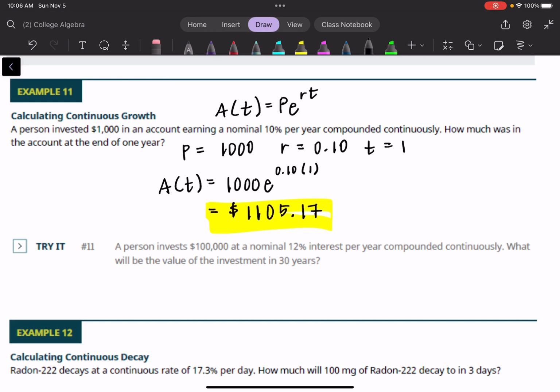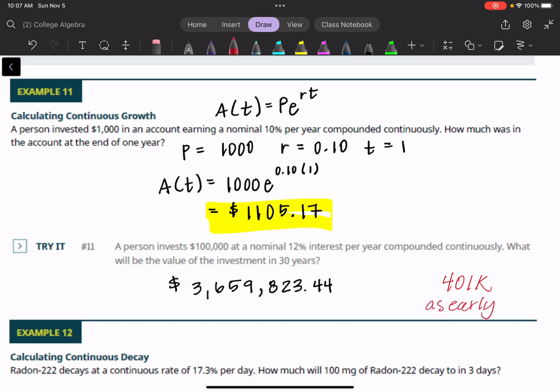So if you want to give one a try, I encourage you to do that. Pause the video, come back and see how you did. All right, so you should have obtained that approximately the value of this investment after 30 years would be $3,659,823.44. So the fact that this number is so big really should encourage you to invest in your 401k or your retirement account as early as possible.